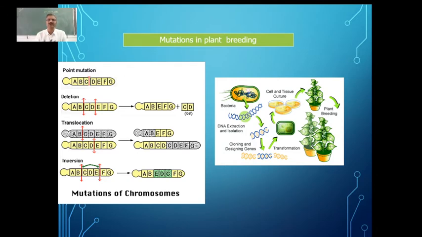In this, mutation can be used favorably also. We have been using mutation for our advantage in many cases. You can just have a look at this, what exactly is mutation. A point mutation: you have the sequence, let me say A, B, C, D, E, F, G. Of course, we have a nucleotide sequence, but for easy understanding we are given the alphabetical order, that's all.